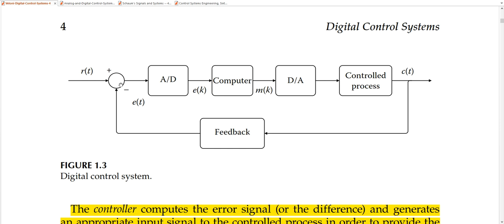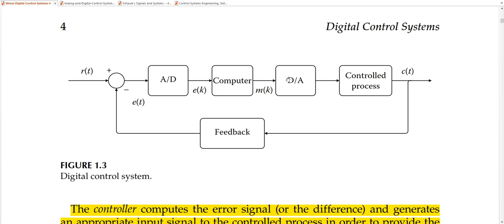So an analog signal is converted to digital for the computer to process it. In this case, the A/D is the analog to digital conversion, then fed to the computer. As you can see here, we have r(t), which is the time domain, but when it is converted to digital, it becomes r(k). So k here is a discrete signal, then entering the computer, then the output is m(k), which is also discrete.